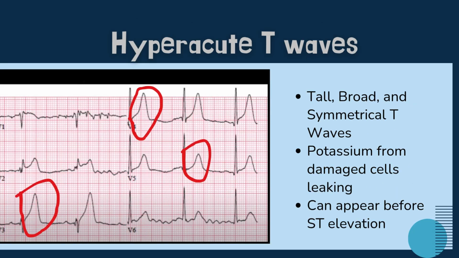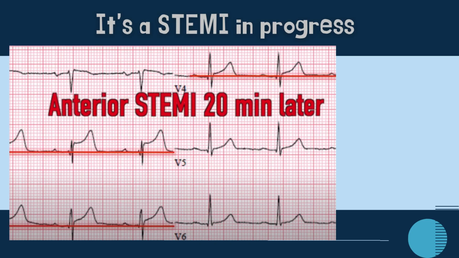Now there's also something interesting about timing of symptoms and onset. Sometimes we'll actually see changes before the ST elevation appears. These are called hyperacute T waves. They're tall, broad, and symmetric T waves that show up because the ischemic cells are leaking potassium and they alter repolarization. So if we catch these early, we're actually seeing the very beginning of a STEMI in progress.